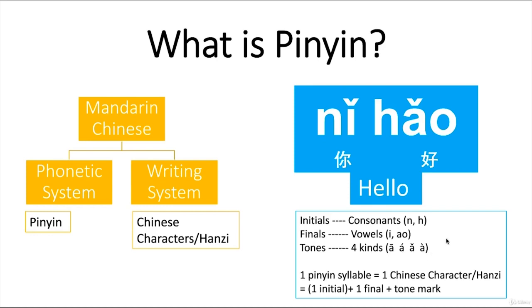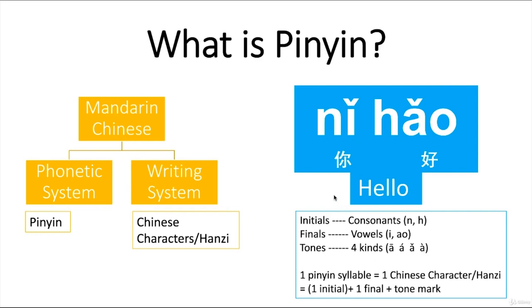So, same in Hao, the initial is H, and the final is AO, and the third tone mark. So one pinyin syllable has one initial, one final, and one tone mark. But remember I said earlier, there are also zero initials, so we don't use any initials in the pinyin syllable. Only one final and a tone mark. We'll talk about that later in the class.